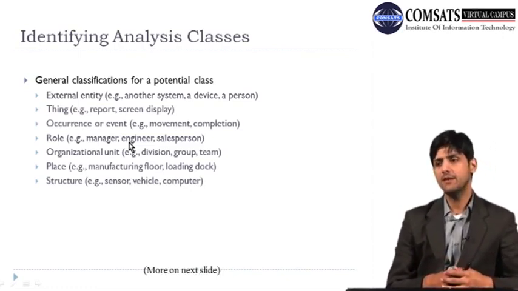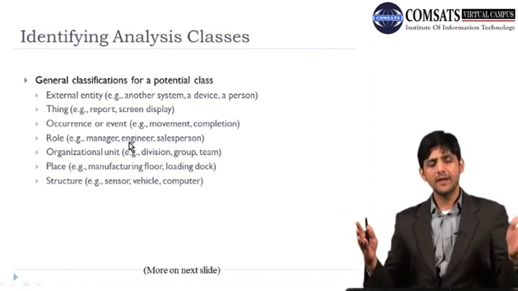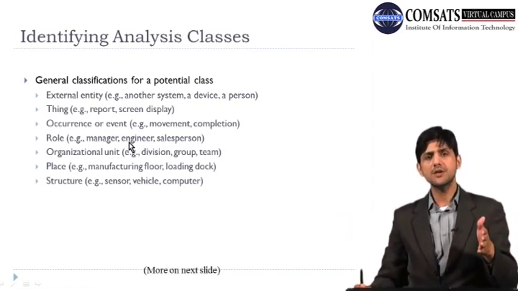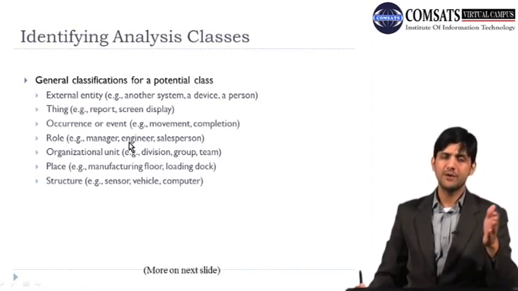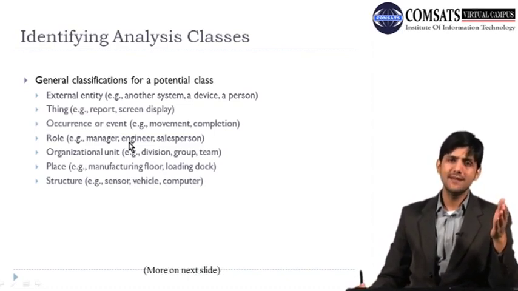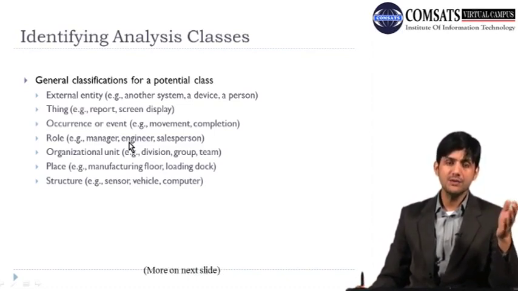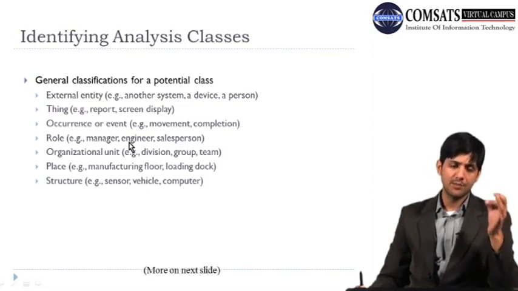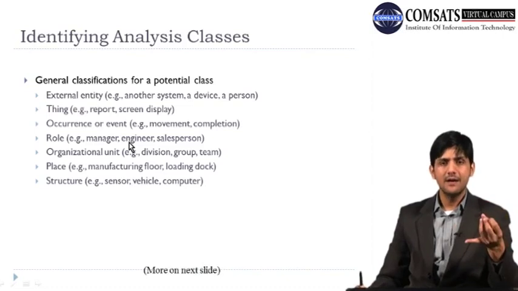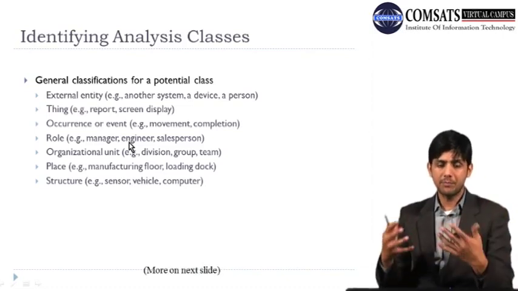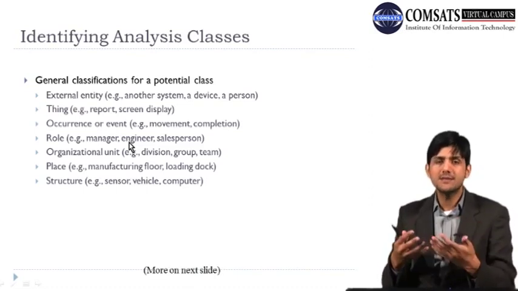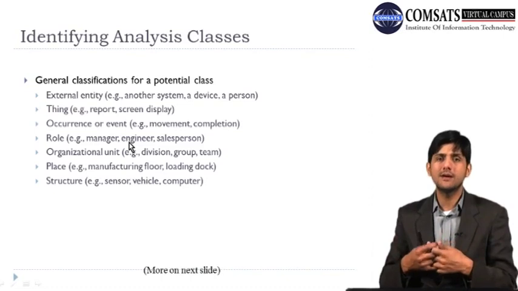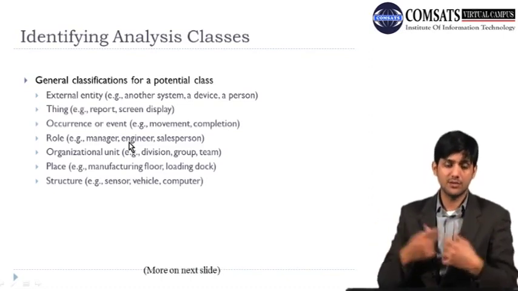Even if you look at all the broader problems, these 7 classifications fit, all the potential classes would fit in any one of these. So you have these external entities, which we said is similar to the actor definition that we used for use cases. Then you have things, and the examples can be the display and the reports. Then you have occurrences or events, which is any moment or completion of something. Then you have roles, which is, for example, the people who are actually using the system, and in this particular case it may be only the home user or maybe the police. So these 2 are the roles.